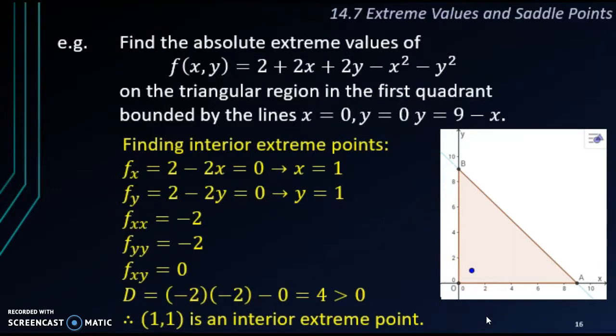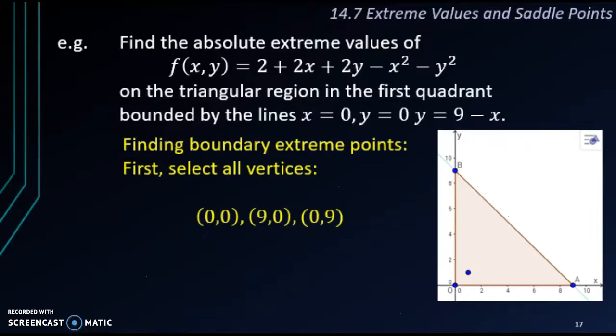Next, since this is a triangular region, this region has vertices. So we have to list down all the vertices, which are (0, 0) here, (9, 0) at this point, and (0, 9) at this point. We have to consider all these points to find the maximum and minimum.